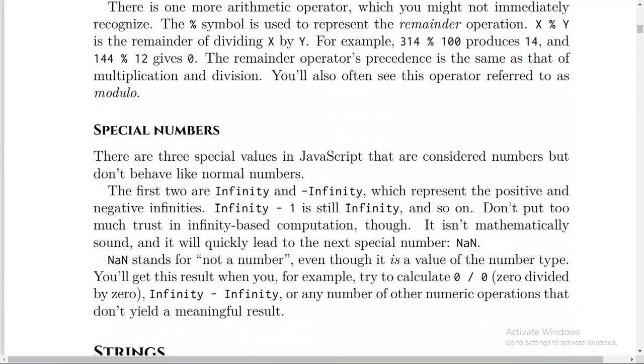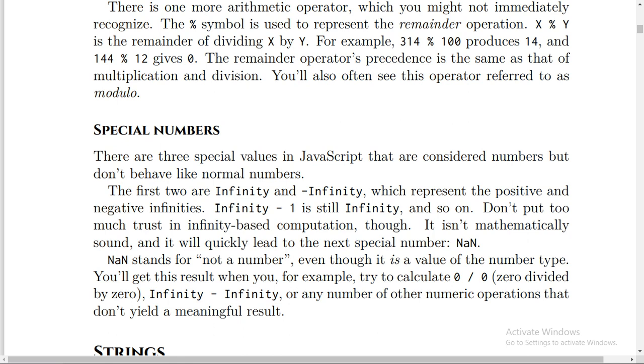What about the special numbers? There are 3 special values in JavaScript that are considered numbers but don't behave like normal numbers. The first 2 are Infinity and -Infinity, which represent the positive and negative infinities. Infinity - 1 is still Infinity, and so on. Don't put too much trust in infinity-based computation, as it isn't mathematically sound.